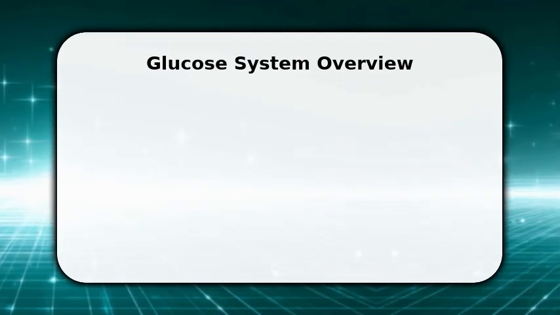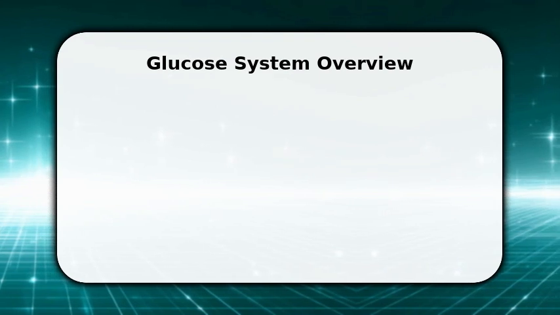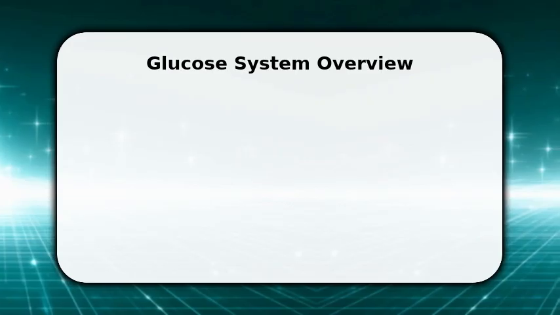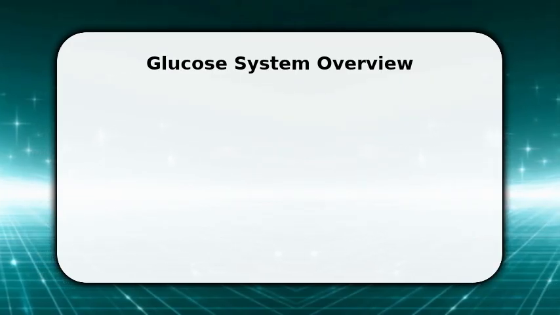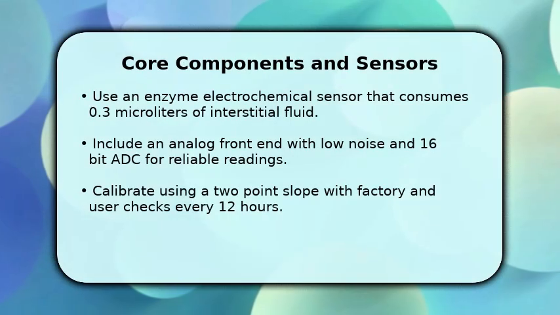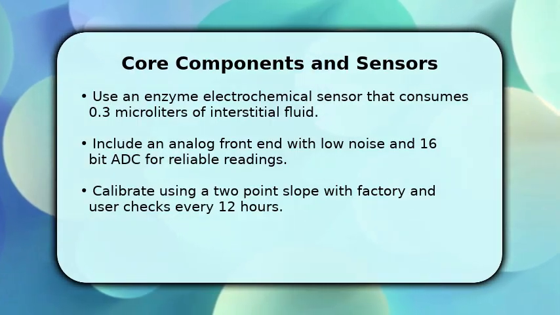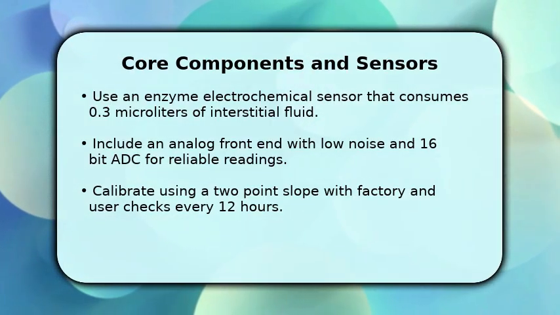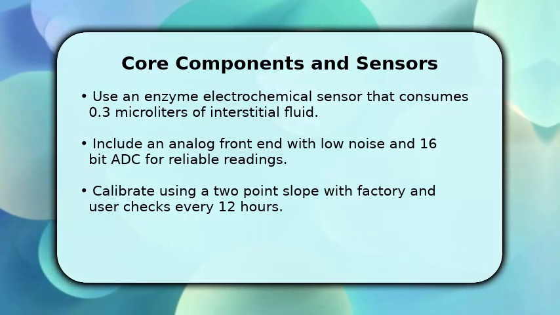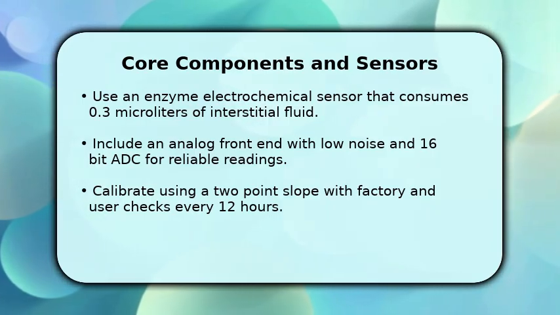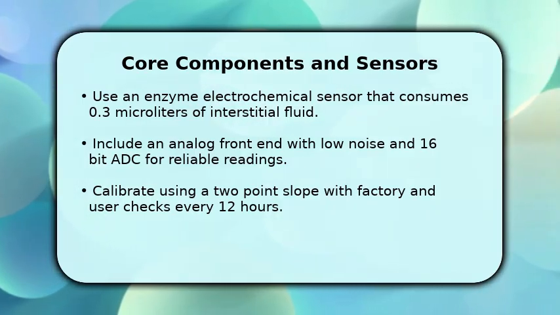Wireless transmission sends readings to an app using Bluetooth Low Energy, designed for a 7V battery and 7-day sensor lifespan for practical use. Focus on reliable components to ensure stable measurements and user safety. Use an enzyme electrochemical sensor that consumes 0.3 microliters of interstitial fluid. The sensor yields picoamp to nanoamp currents proportional to glucose concentration.